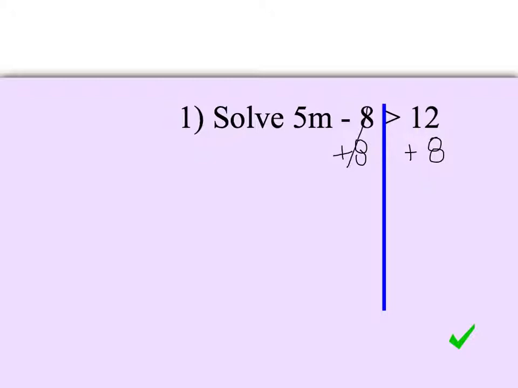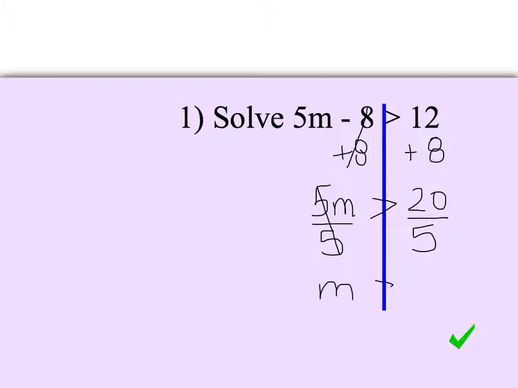Negative 8 and positive 8 is 0, so I just have 5m. I bring down my sign, and then when I add over here, we get 20. Then I divide by 5 to get m alone. The 5's divide out to just m. Since 5 was positive, I don't need to flip my sign, and that's just 4.